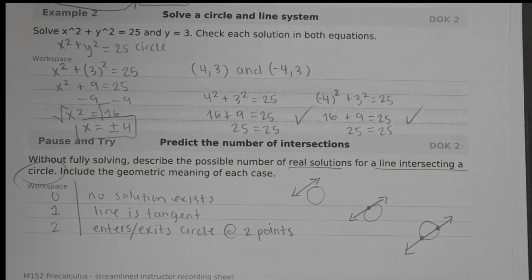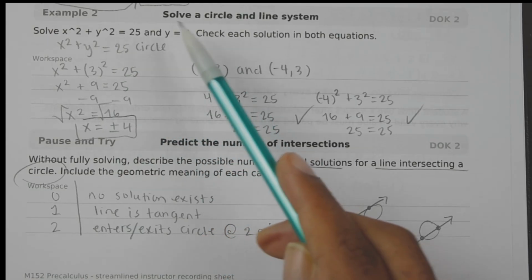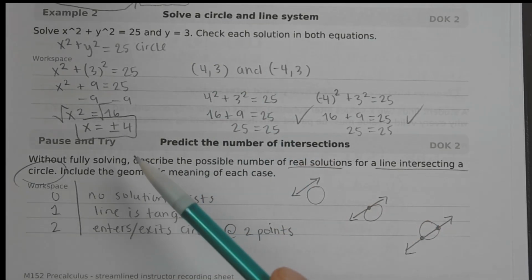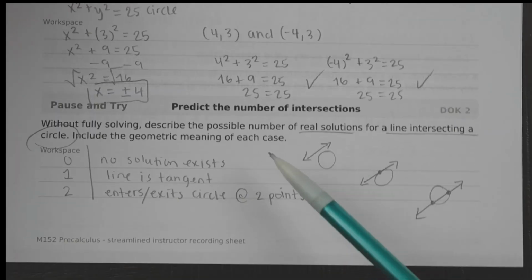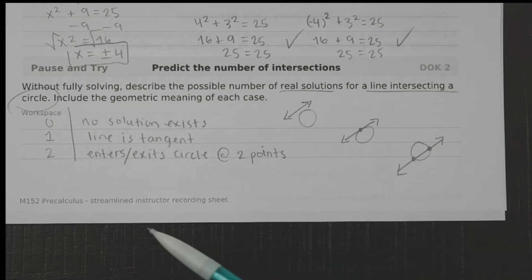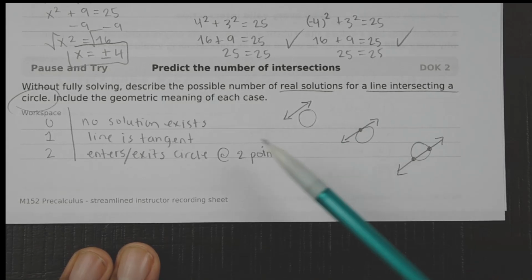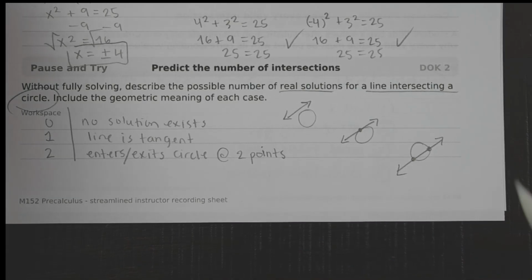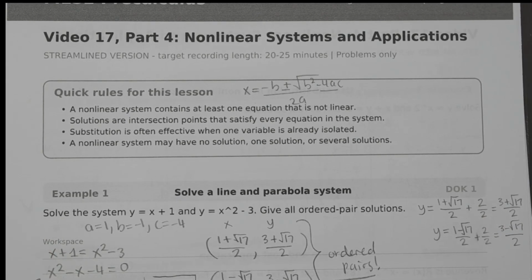Then over here we have a circle. We have x squared plus y squared equals 25. And this one was already set equal to y, which is really nice. When it's set equal to y already, all you have to do is substitute that into its respective equation and then solve. Here we also looked at, in the event you have a circle, what 0, 1, and 2 solutions mean. 0 means no solutions, so there's no intersection of the line and the circle. 1 solution means the line is tangent to the circle, and 2 means the line enters the circle at 2 respective points. This concludes video 17, part 4, nonlinear systems and applications.